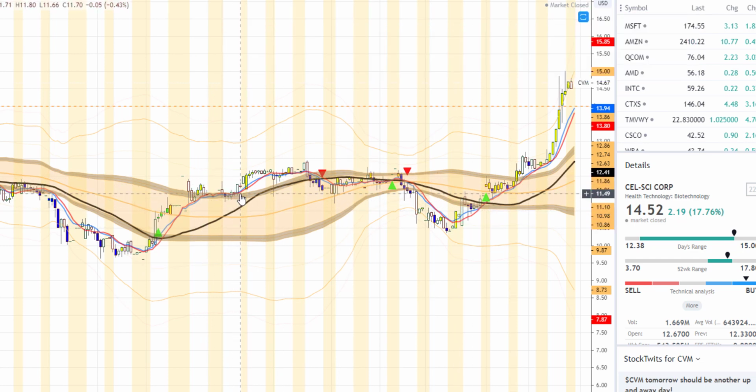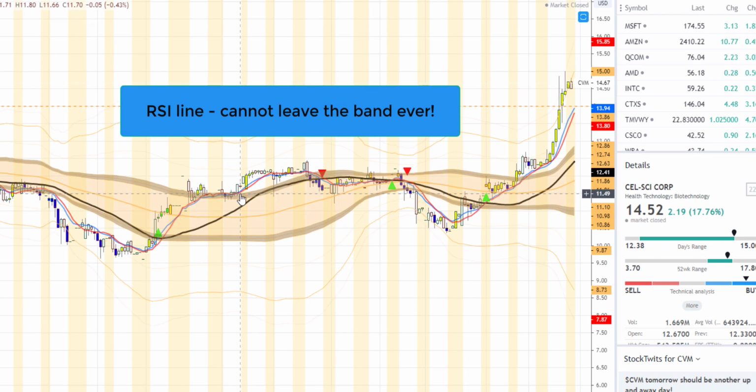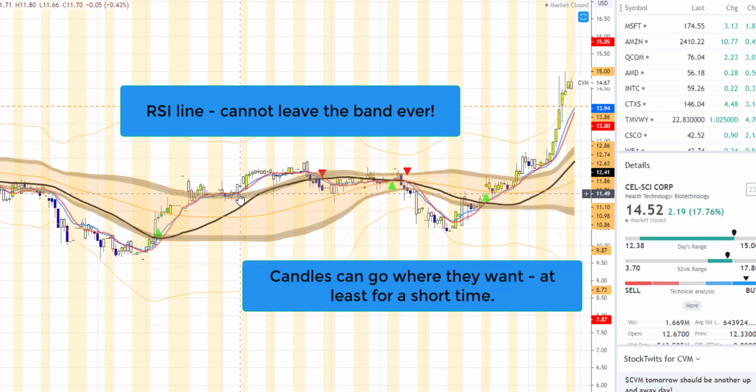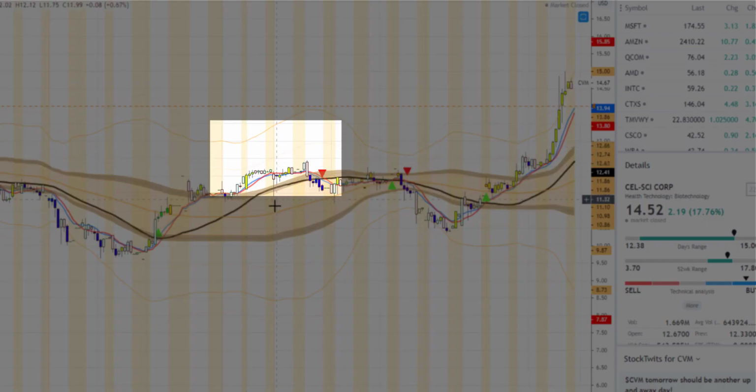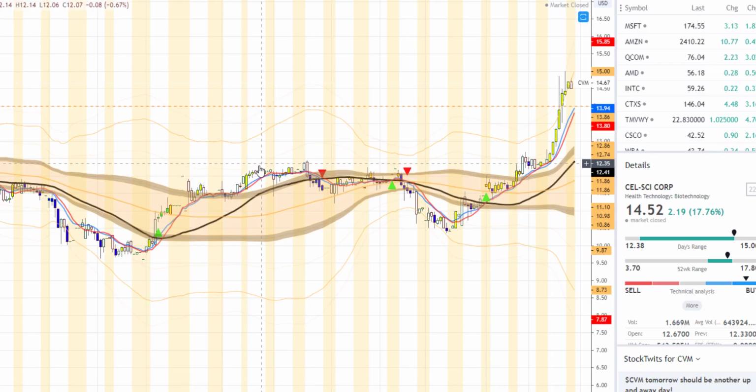Well, the RSI has to stay within the band, but the candles do not. They can be rebels and break free for a short amount of time. Well, as you can see, they can actually go up. It's very light. I can make it darker, but there's a 2 deviations line. It's another 1 step, 2 steps up.